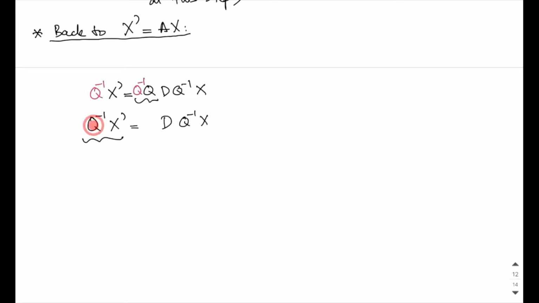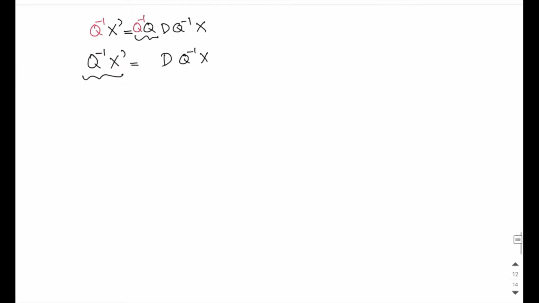Although I have not computed Q inverse, and I don't know exactly what it is, I know this is just a 2 by 2 matrix with 4 numbers in it. So Q inverse times X prime is the same as the derivative of Q inverse times X. And on the right, I'm going to group the Q inverse and the X.